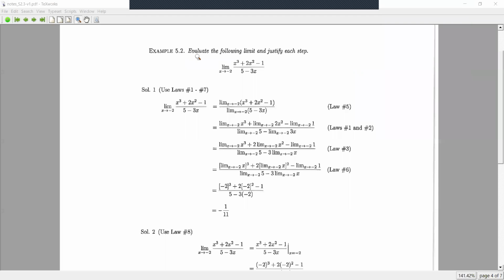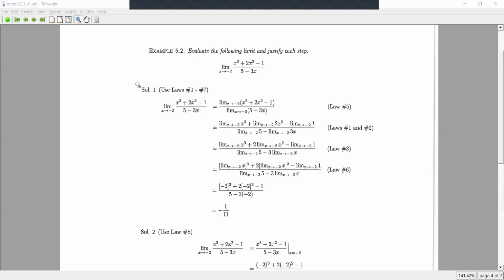Example 2. Evaluate this limit by limit laws. Again, for this example, I present 2 solutions. In solution 1, I use only laws number 1 to number 7. And in solution 2, I use law number 8 only. Law number 8 is direct substitution.